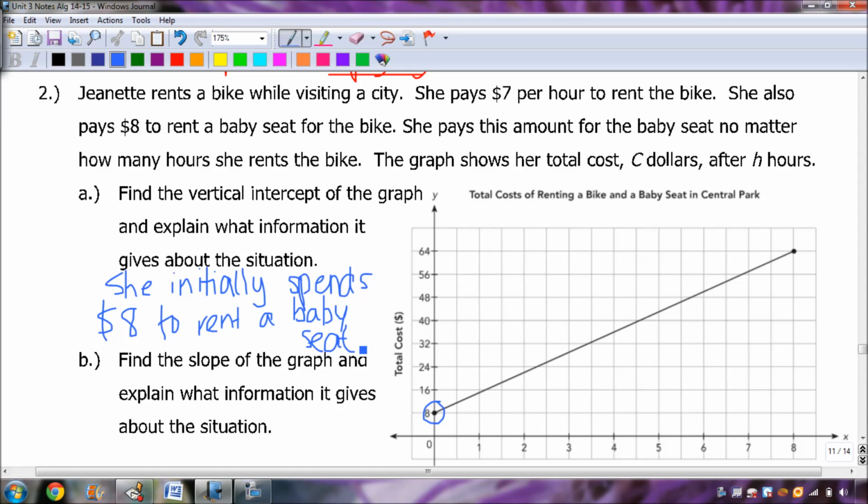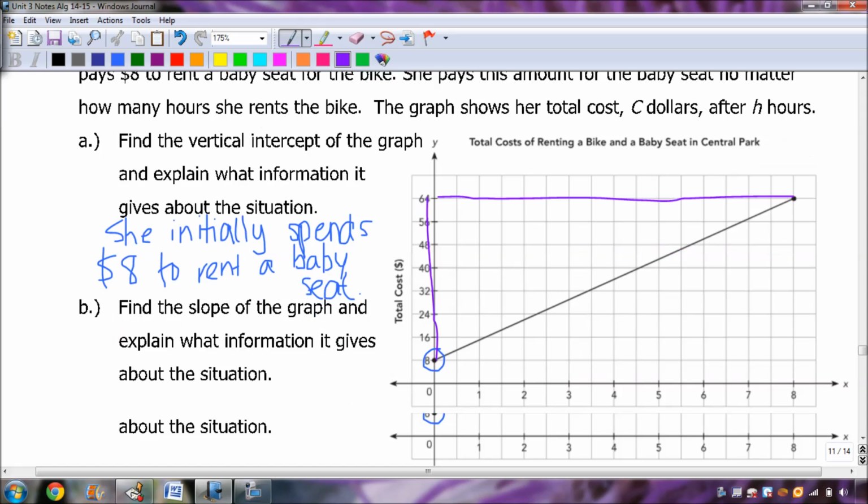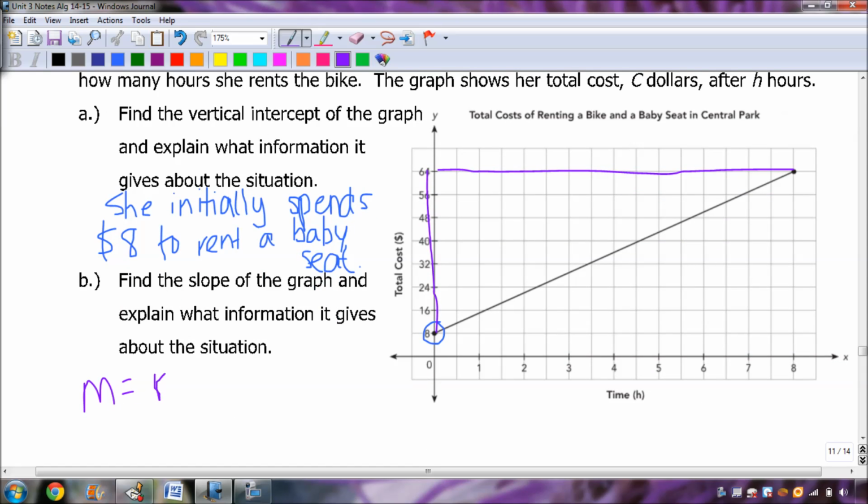Okay, and then question B, find the slope of the graph and explain what information it gives about the situation. So, same thing, I'm going to do the rise over the run. I'm going to choose a point where I know exactly what the starting amount is and exactly what the ending amount is. So I'm going to go up this much and over this much. Okay, so the rise would be from 8 to 64, which means it went up by 56, okay? And then the run was from 0 to 8, so it went over by 8.